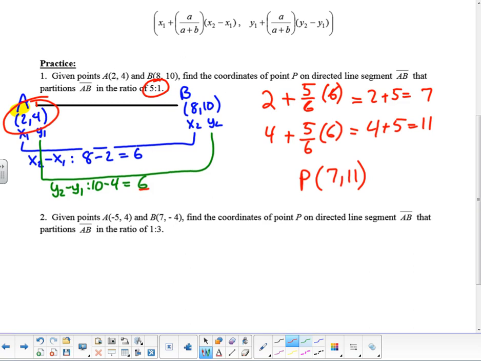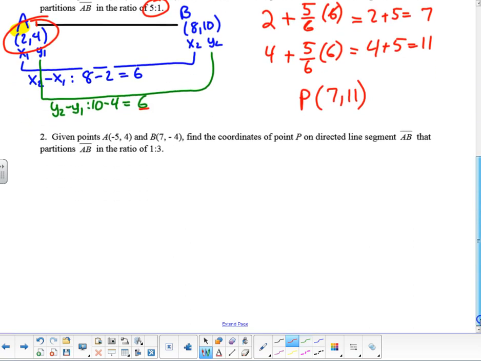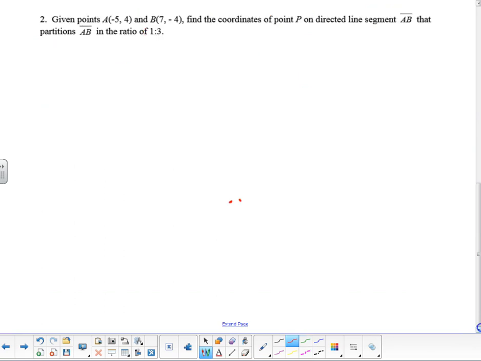Okay, let's do one more example here. Hopefully I'll be a little cleaner in my presentation. Okay, so in this one, what do we got going on here? We've got point A. Oh, we got some negative values. We've got to be mindful of those. So A is the point negative 5, 4, and B is the point 7, negative 4.